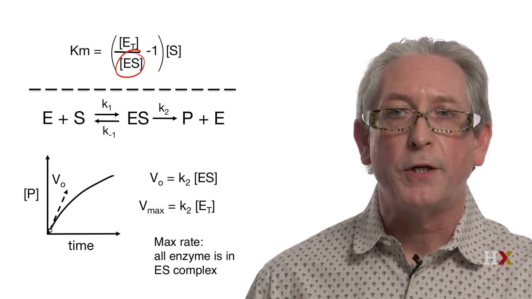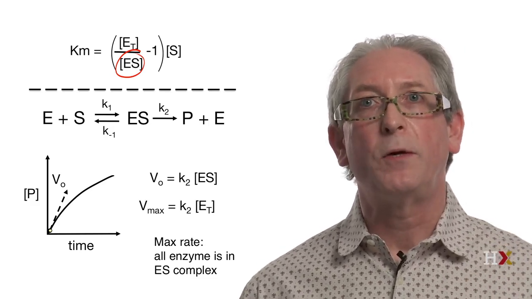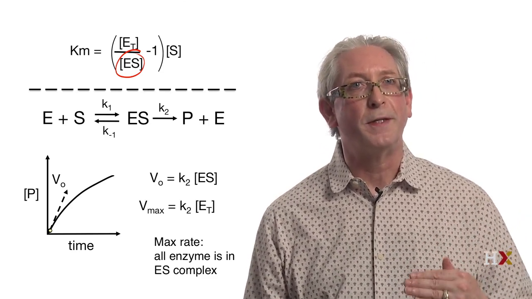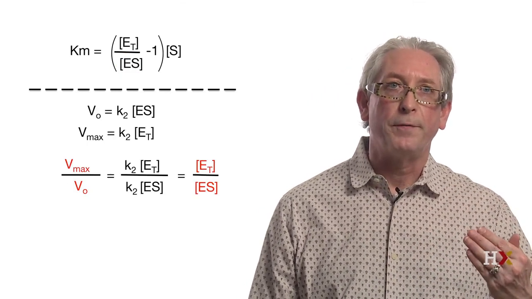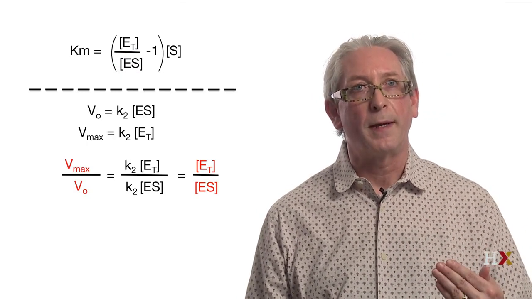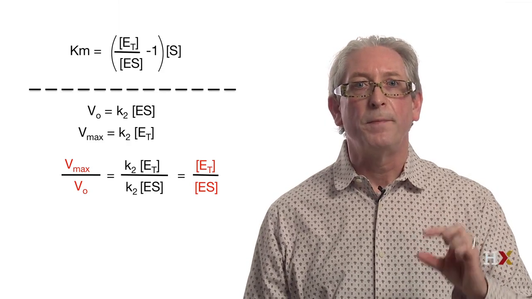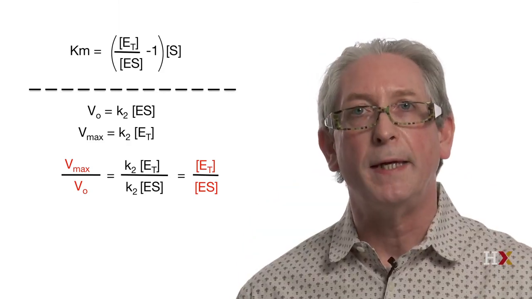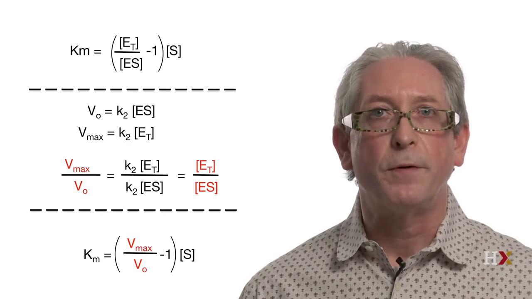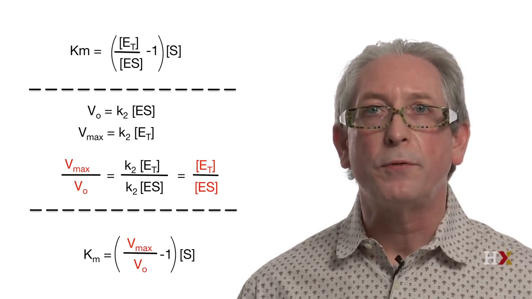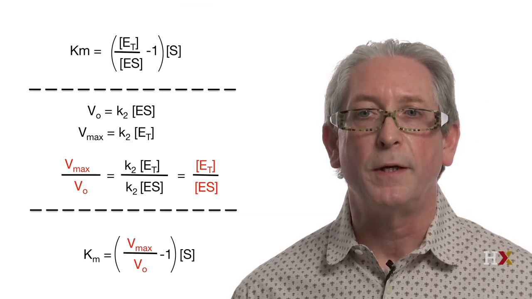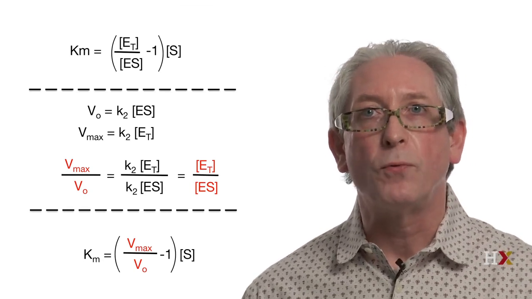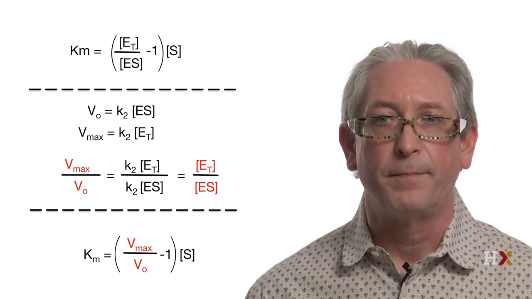Now we have an equation that gives us V0 and an equation that gives us Vmax. We can determine the ratio Vmax over V0, which is the total concentration of enzyme over the concentration of enzyme substrate complex. This ratio appears in our equation for Km. So we can replace the ratio ET over ES by Vmax over V0. And when we do this replacement in the equation, we get Km equals Vmax over V0 minus 1 times the concentration of S.